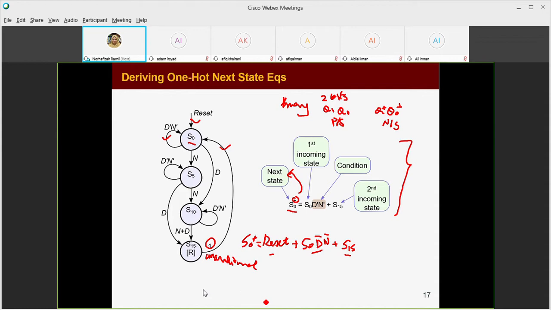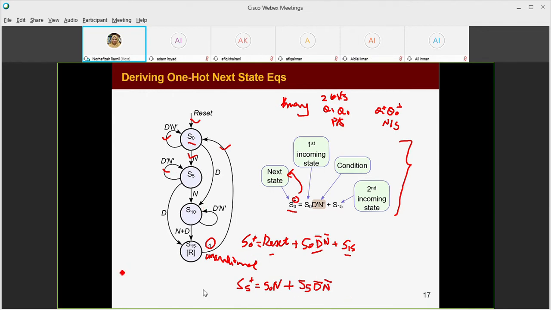Now let's start from S5. For example, S5 plus, the next state for S5. What is the next state of S5? Now S5 receives the first one from here. It's coming from S0 with the input of N. So that means S0 N, plus. What other alternative? This wire, right? This one. That means from itself, which is S5, and the input condition is D bar N bar. Anything else? Only 2 wires, right? So that's it for S5 plus.